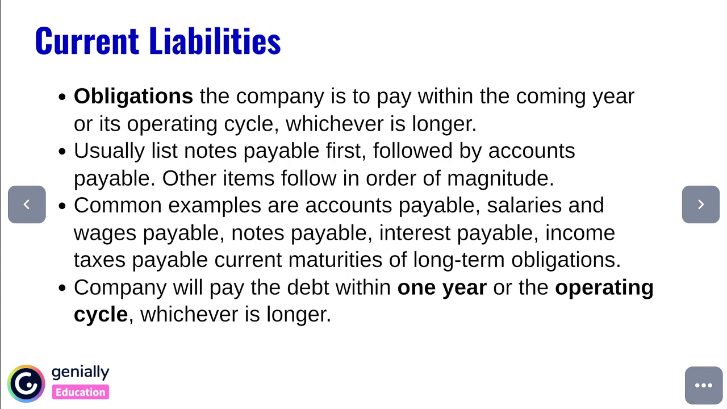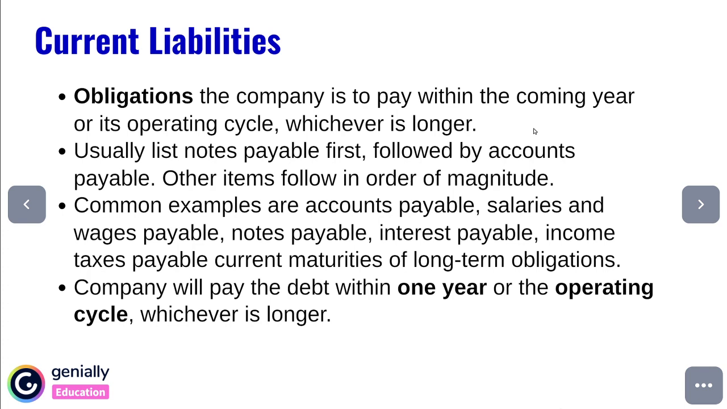So what does it mean, the current liability? Current liabilities are obligations the company is to pay within the coming year or its operating cycle, whichever is longer. As we mentioned, what does the operating cycle mean? The operating cycle is the time from when the company buys the material or equipment to produce the product, sell it, and collect the money from its client.